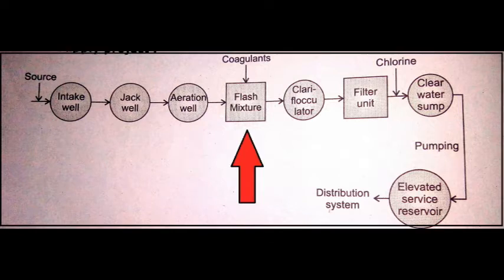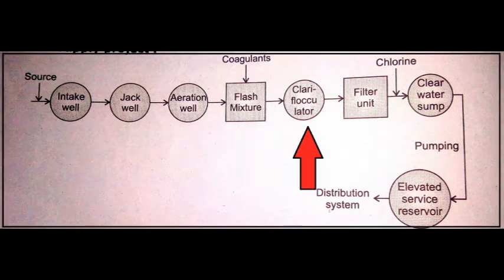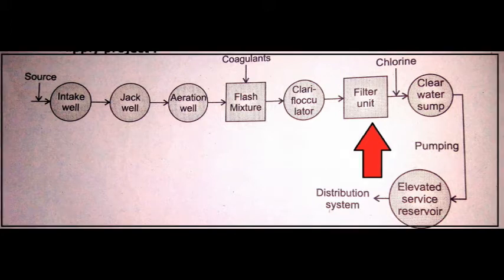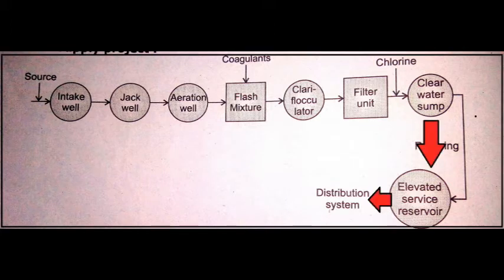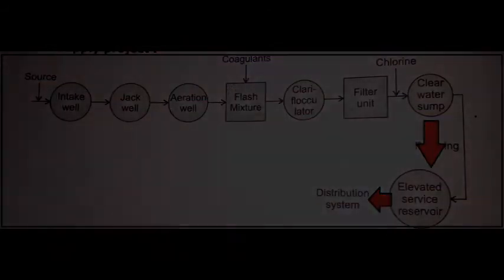Our next point is flash mixer. The main function of flash mixer is that the solution of coagulants is mixed thoroughly in the water by means of a fan operated by electric motor. Next point is clariflocculator. This helps in forming big size flocs and increases the efficiency of sedimentation. Next is filter unit to filter the water. And next point is elevated service reservoir to supply the water under gravity. They also supply water during emergency.